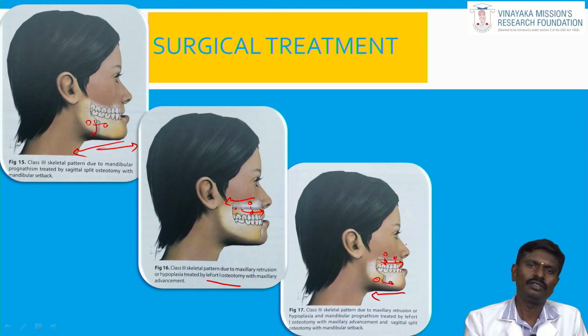We have to do the 3D visual treatment plans and show the patient how they are going to look after the treatment. These are the corrections we are going to do; get approval. If the patient is willing for surgery, we can do the surgery.